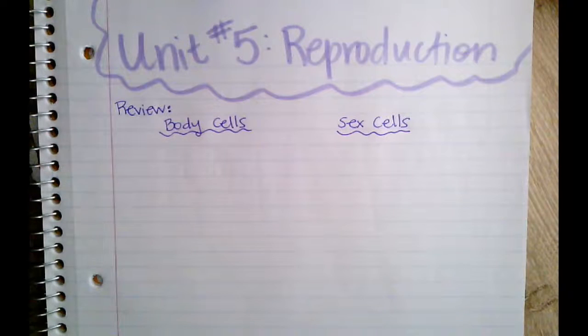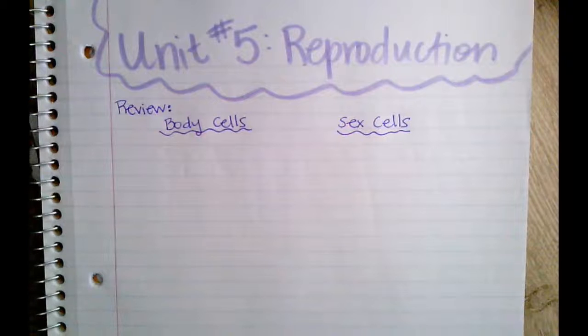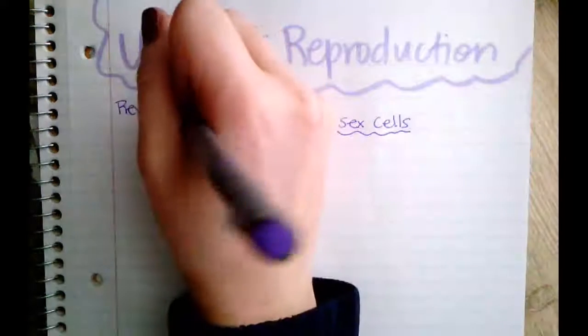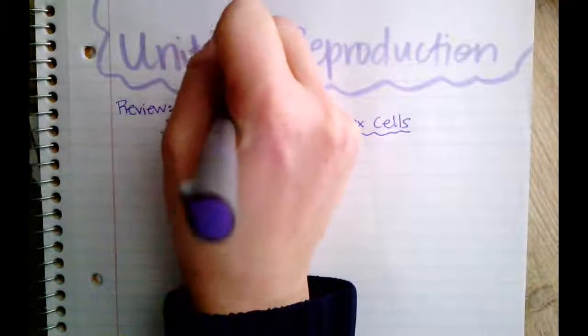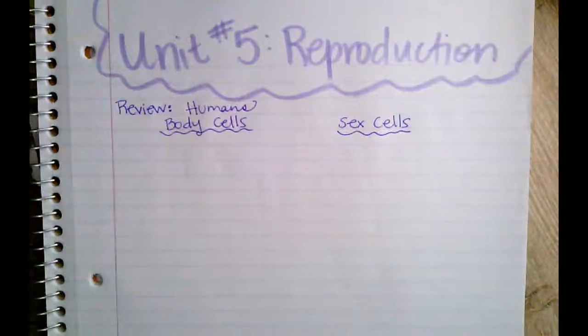Hey guys, we are going over the notes for Unit 5 reproduction. Some of you may have taken these first notes in class, but I did want to start with this just in case anyone missed it. For humans, which we're going to use as our main example for today, we have two types of cells in our body, so body cells and sex cells.